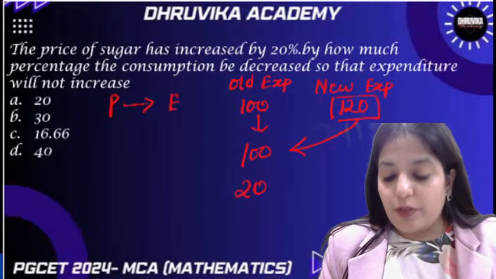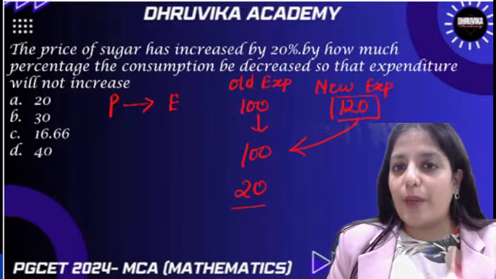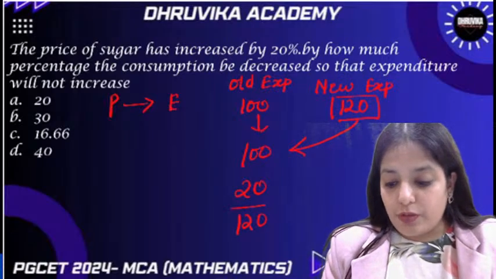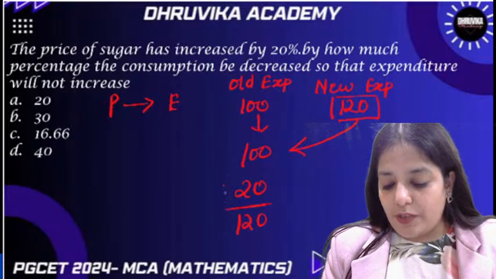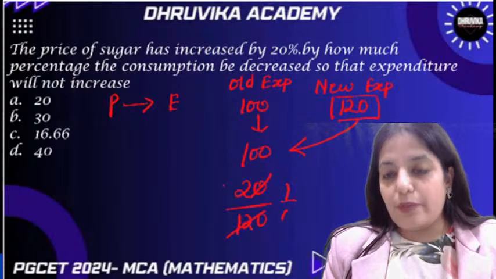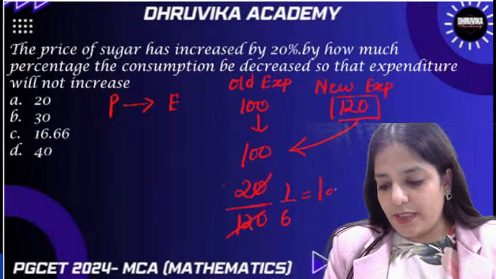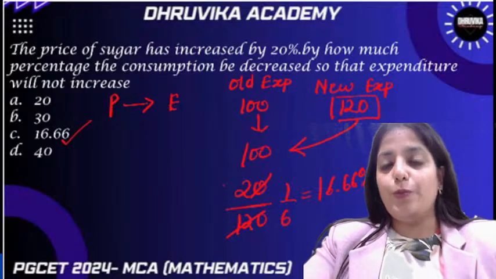Okay, but from where are we going? 120 to 100. So with respect to 120, we are coming back to 100. So that's why we put 120 in the denominator. So quickly solve this. 1 by 6, and we all know that 1 by 6 is equivalent to what? 16.66%. That is option C. I hope you got it.